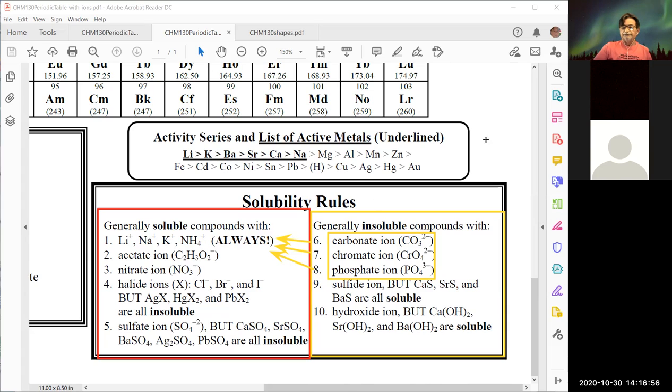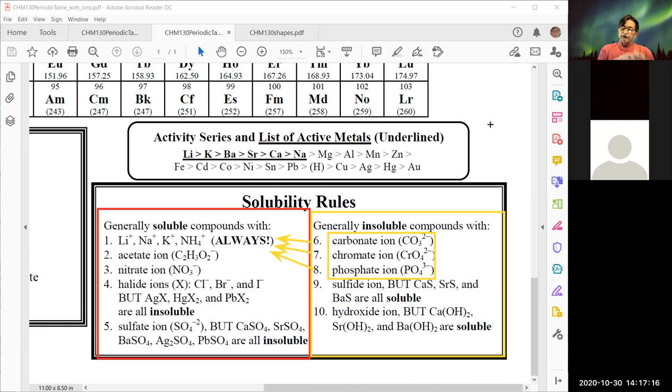See how that works? And so there's like 10 billion carbonate compounds out there, all insoluble, except that if they're bonded to lithium, sodium, potassium, or ammonium, then they're soluble. And the same is true for the chromates, and the same is true for the sulfates, okay?